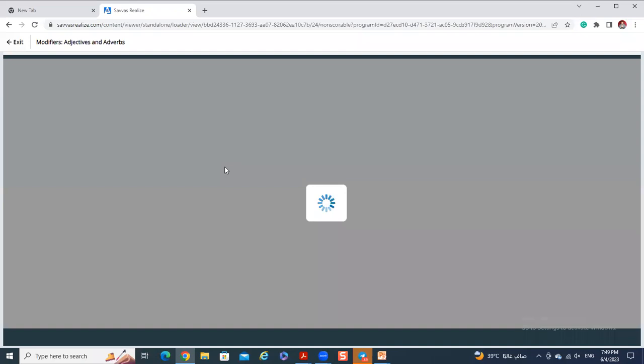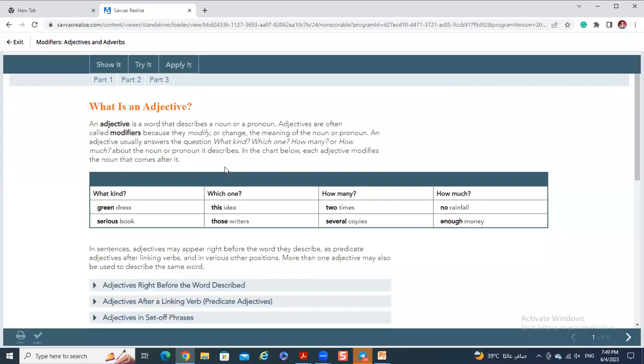We know that modifiers are adjectives and adverbs, or a word that modifies a noun, a verb, or another adjective. So what is an adjective? An adjective is a word that describes a noun or pronoun. Adjectives are often called modifiers because they modify or change the meaning of the noun or pronoun. An adjective usually answers the question what kind, which one, how many, or how much about the noun or pronoun described. In the chart below, each adjective modifies the noun that comes after.